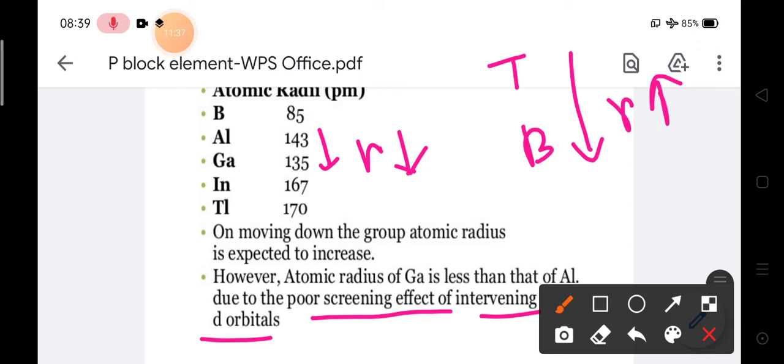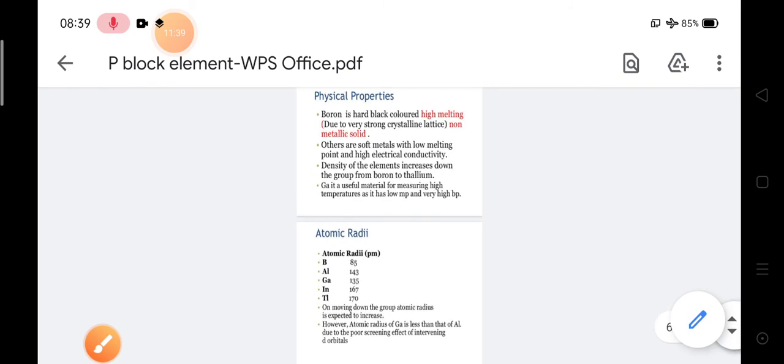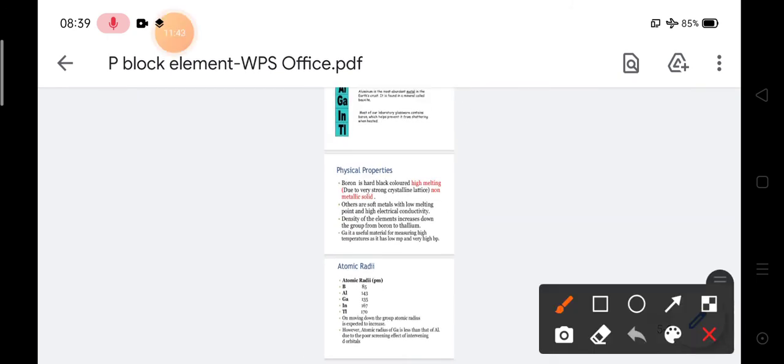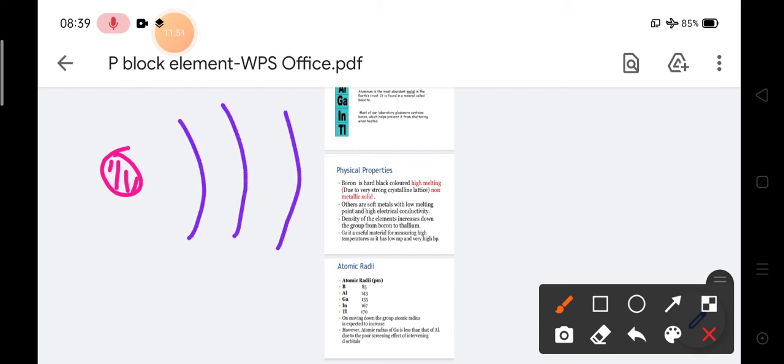So I can give you a small idea about the screening effect. Suppose this is the nucleus, and these are the orbitals. Suppose this is the d orbital and f orbital, and this is the p orbital. What happens if the d and f orbitals cannot shield properly? If they shield properly, then the electrostatic attraction force of the nucleus on this p orbital will be less.